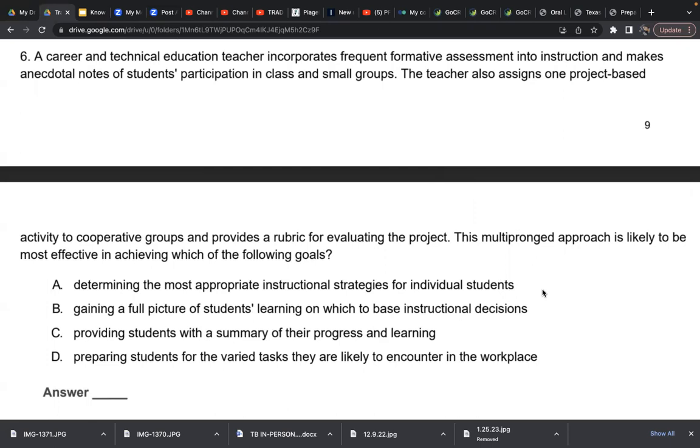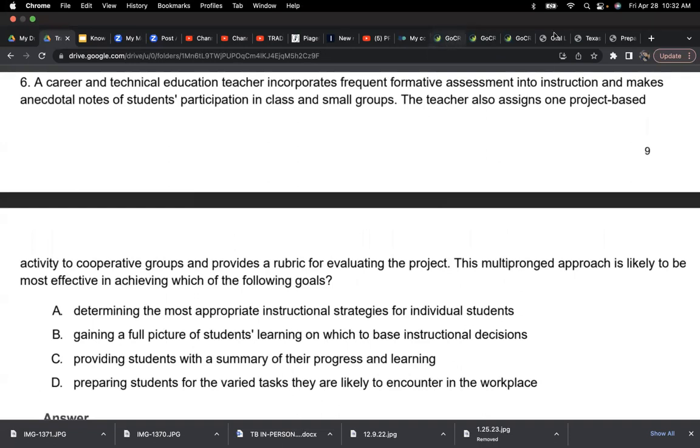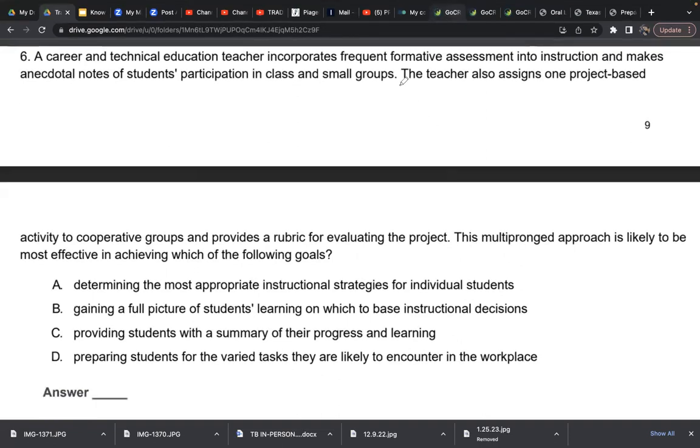So let's go back and look for keywords and phrases. What do we got? Incorporates frequent formative assessments, which we said assessment is like a collection of data. And formatives help form. Formatives can be both formal and informal. It could be an essay that I have you write or a test I have you take, or it could just be me listening to you talking in your group. That's also an informal assessment.